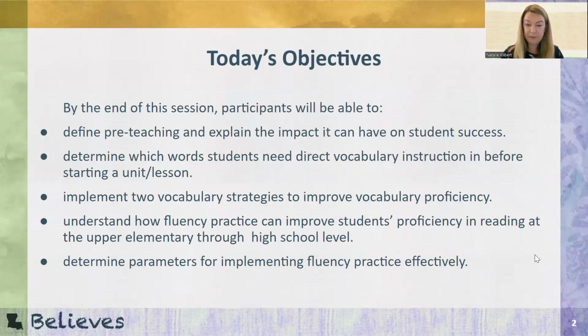By the end of the session, participants will be able to define pre-teaching and explain the impact it can have on student success, and determine which words students need direct vocabulary instruction in before starting a unit or a lesson. You're going to be able to implement 2 vocabulary strategies to improve vocabulary proficiency. And you're going to understand how fluency practice can improve students' proficiency in reading at the upper elementary all the way through high school, as well as determine parameters for implementing fluency practice effectively in your classroom.